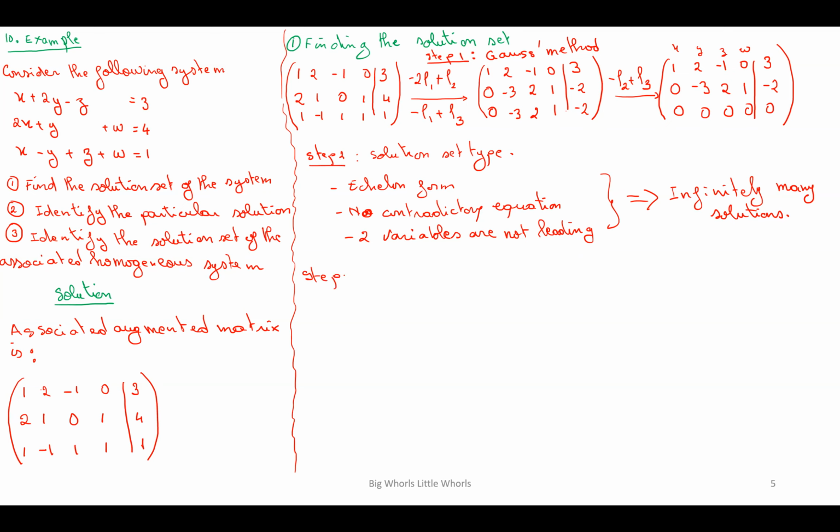Step 3. Now we can parameterize. We have infinitely many solutions. If we had a unique solution, we would just perform back substitution and get that unique element. Because we have infinitely many solutions, that's why we are parameterizing with the free variables, and those variables are Z and W. So row 3, row 2, let's rewrite row 2.